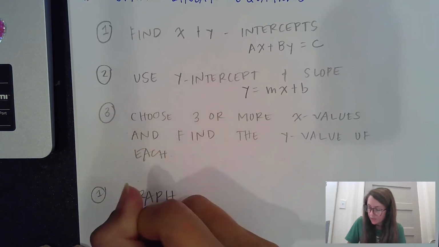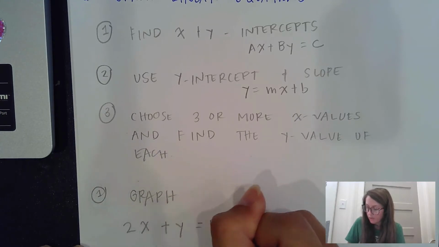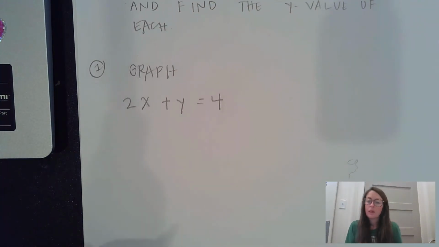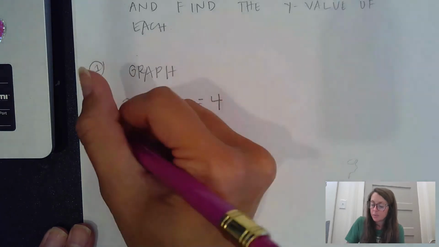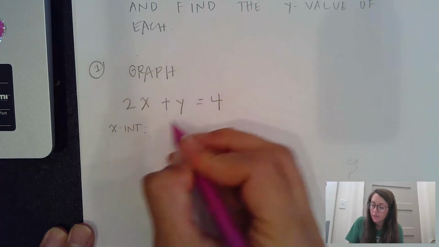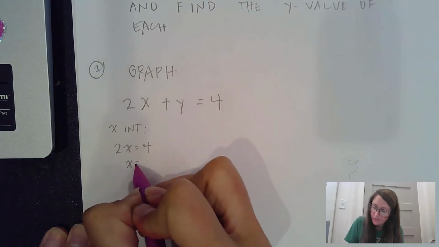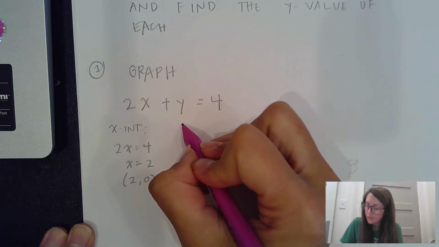So let's try this one here. I've got 2x plus y equals 4. If it's in this form, 2x plus y equals 4, the best way to do this one would probably be using your x and y intercepts. The x-intercept is when I let y equal 0, right? So it's going to be 2x equals 4, so x is going to be equal to 2. So the x-intercept is (2, 0).